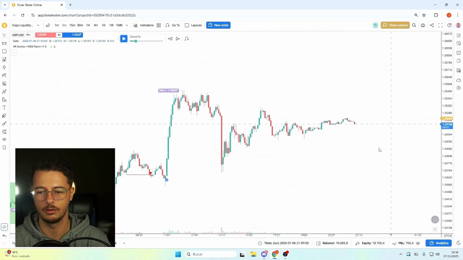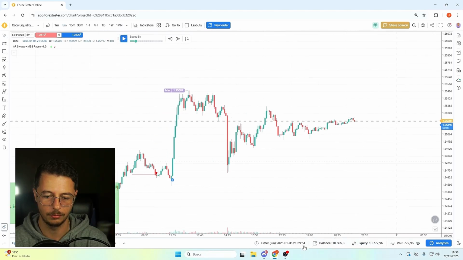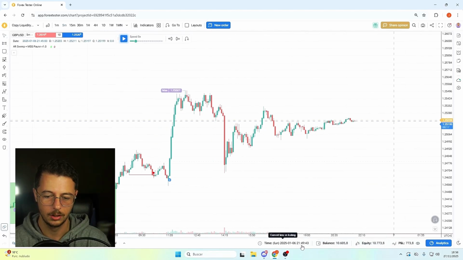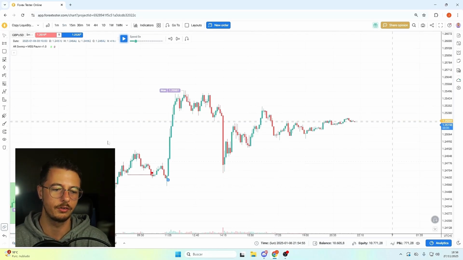So basically now we just need to wait, and it will be closing at 10 o'clock. So we'll just have to wait for the clock to be at 10 o'clock, just before the rollover, 21:54. So that'll be our closing time. Risk reward of 1 to 1.5. It's still okay.